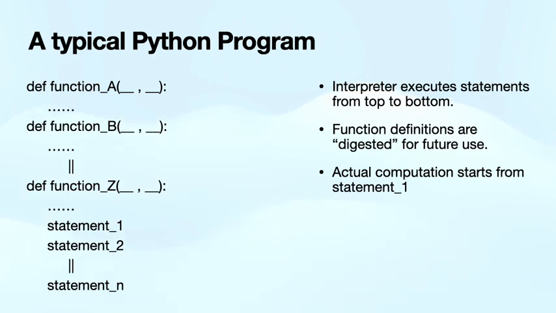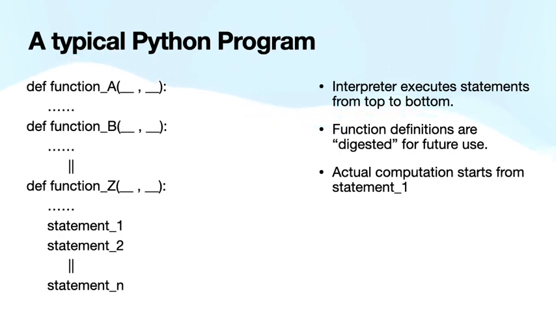So, this is how a typical Python program would be written. We have a bunch of function definitions followed by a bunch of statements to be executed. So remember that we said Python is typically interpreted. An interpreter is a program which will read Python code and execute it from top to bottom. So the interpreter always starts at the beginning of your Python code and reads from top to down.